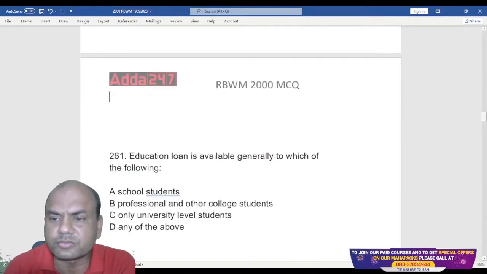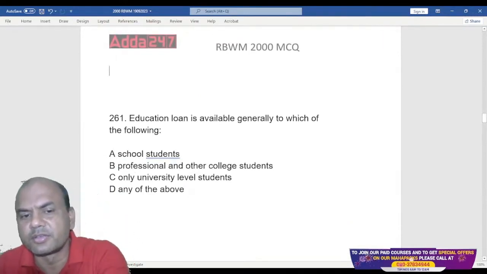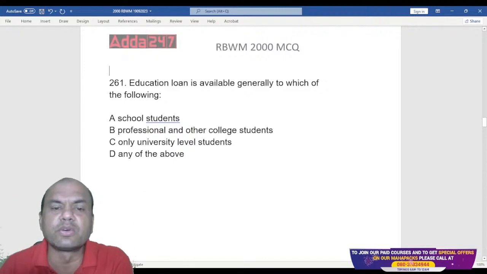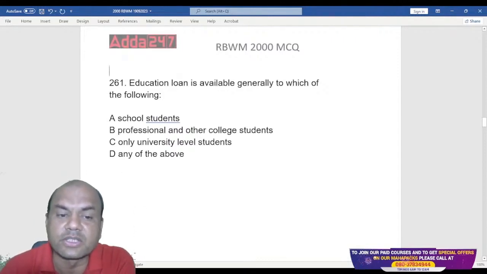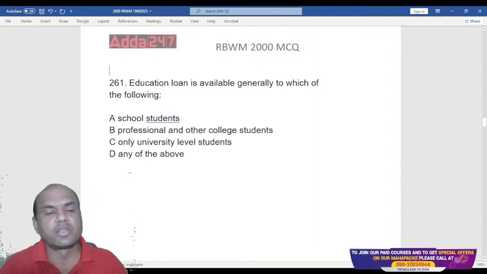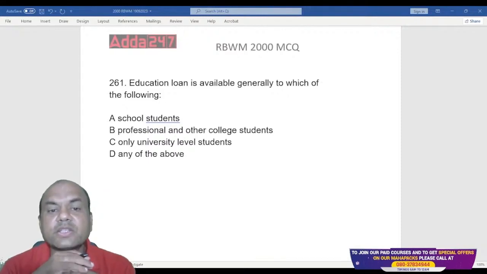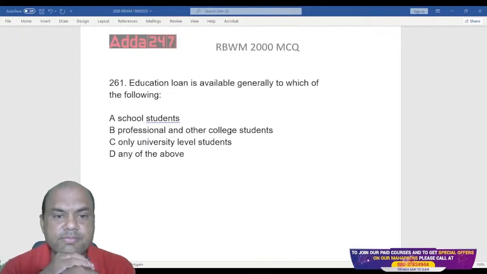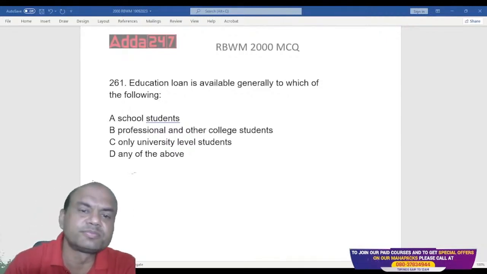Next one, move on. So education loan is available generally to which of the following? School students, professional and other college students, only university level students, and any of the above. So whom is the education loan available now? Who gets the education loan?